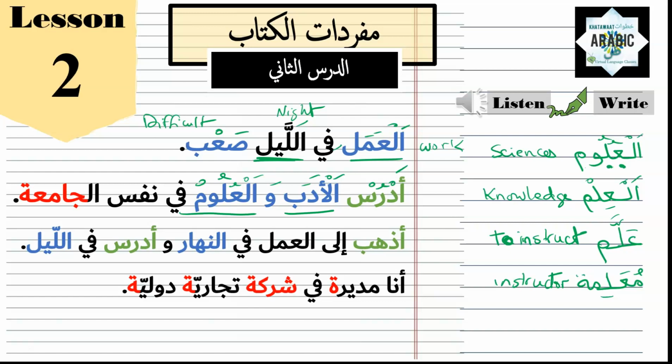So let's move on to the next one. أدرس الأدب والعلوم في نفس. We learned this in lesson 1. في نفس, same. So the same. في نفس الجامعة. So you can read أدرس الأدب والعلوم في نفس الجامعة. I study literature and sciences in the same university.